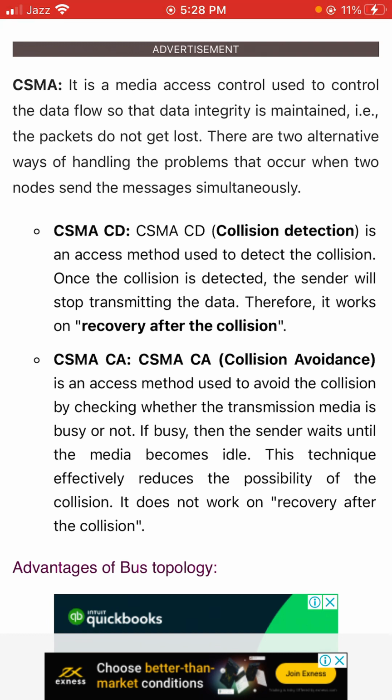CSMA-CD, collision detection, is an access method used to detect the collision. Once the collision is detected, the sender will stop transmitting the data. Therefore, it works on recovery after the collision.